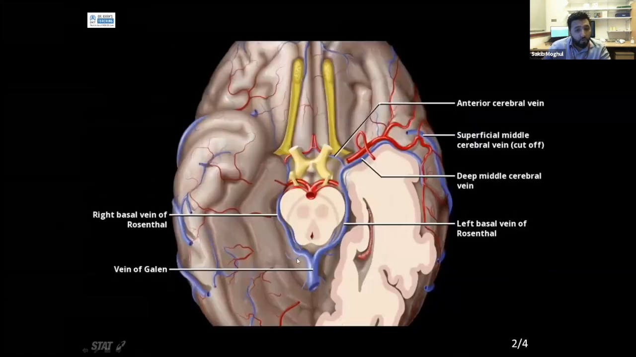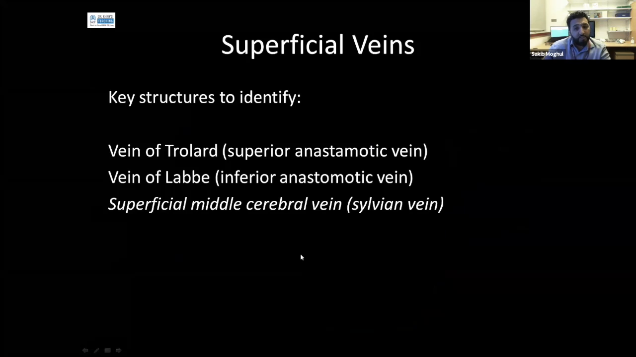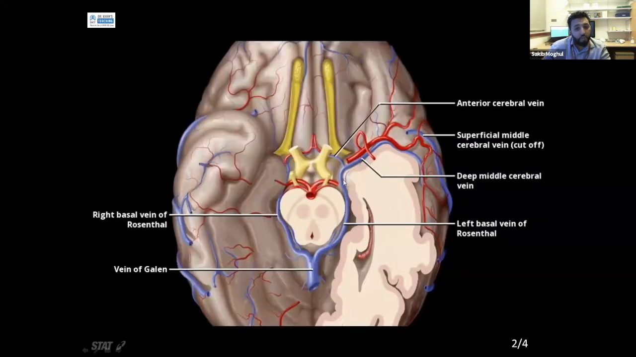Basal vein of Rosenthal, important structure because it's something which accompanies the trajectory of the PCA arteries, and it runs along the ambient cistern and then converges centrally posteriorly. So this is just viewing that same structure looking upwards from the base of the skull.